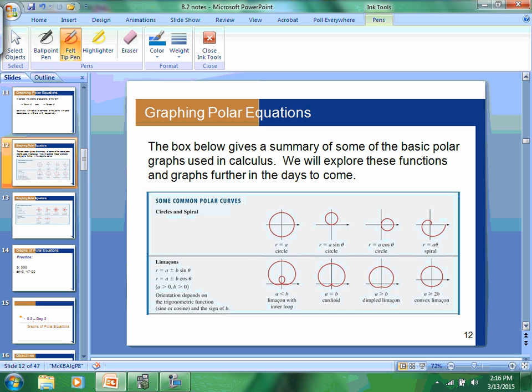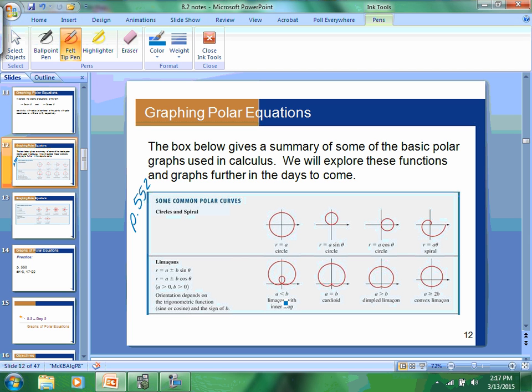There's a table in your book, on page 552, and it has a lot of the common shapes that we're going to be graphing. So it talks about circles and spirals. It talks about how you can just have r equals a number for a circle, or you can have your sine and your cosine. Notice that the cosine is going to be along the x-axis, the sine is going to be along the y-axis. Should make sense because in an ordered pair, the x is the cosine, the y is the sine. So it's connected to that. You can also get a spiral.